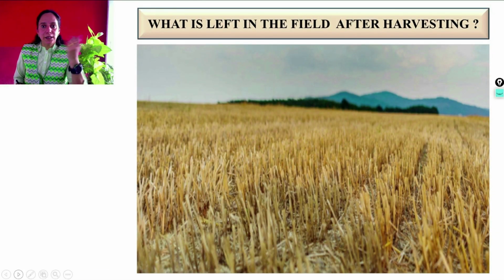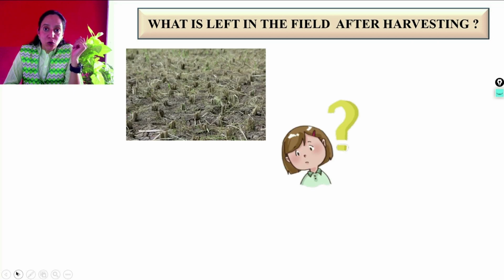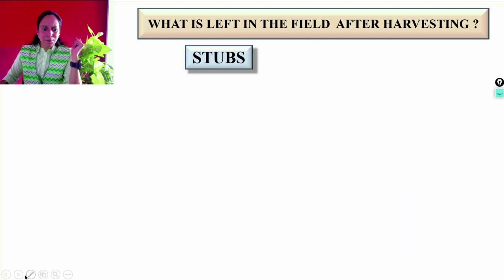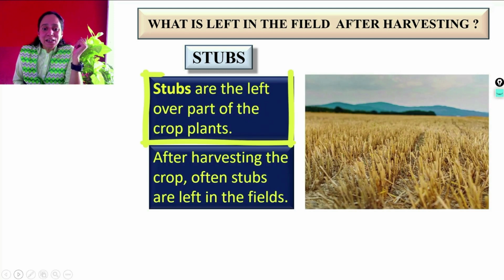So after that, how does our field look? Let's have a look at that also. It looks something like this, when the crop has been cut. What is left in the field after harvesting? Now you must be thinking, what will be left? Something is left. Stubs. So what are these stubs? Stubs are the leftover parts of the crop plant.